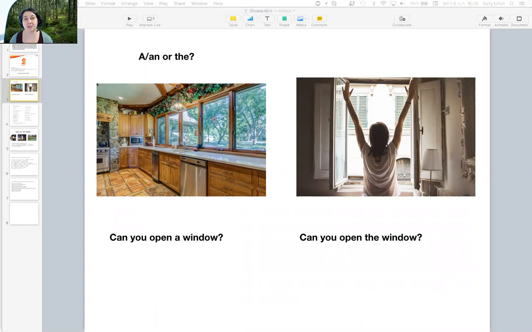If I ask you, can you open the window? It means we both know which window. Maybe there's only one window and it's this one. Maybe we're in a room where there's one window. Can you open the window? That window there. There isn't any choice.